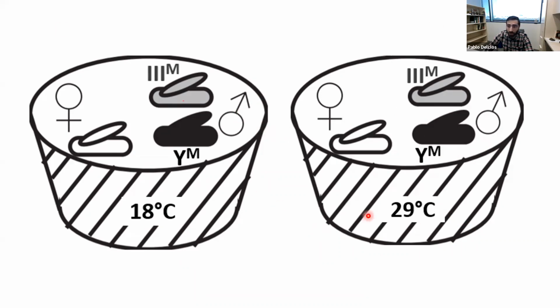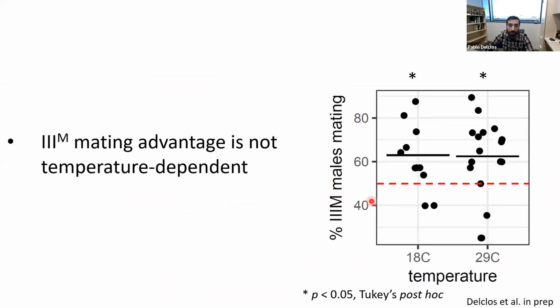When we replicate this over several batches, what we found was that this 3M male mating advantage seems to be independent of rearing temperature, at least based on the temperature range we tested, which is pretty low for houseflies. We can't really raise them in our lab lower than 18 degrees. And so we see that at both cold and warm temperatures, females mated with a significantly greater proportion of 3M males, where the red line here is just marking that 50-50 null expectation.